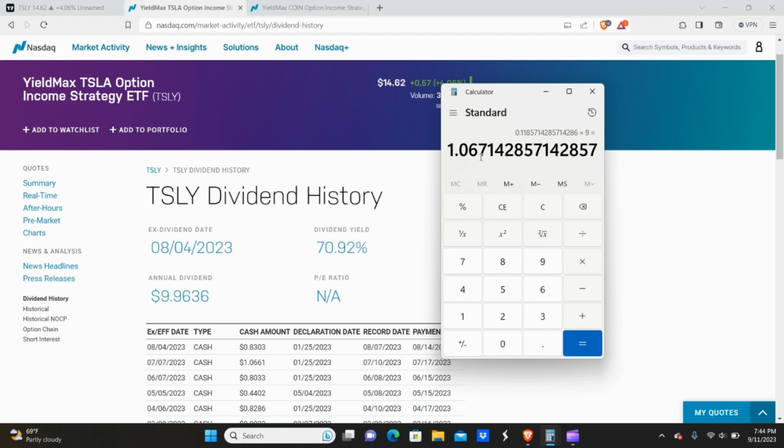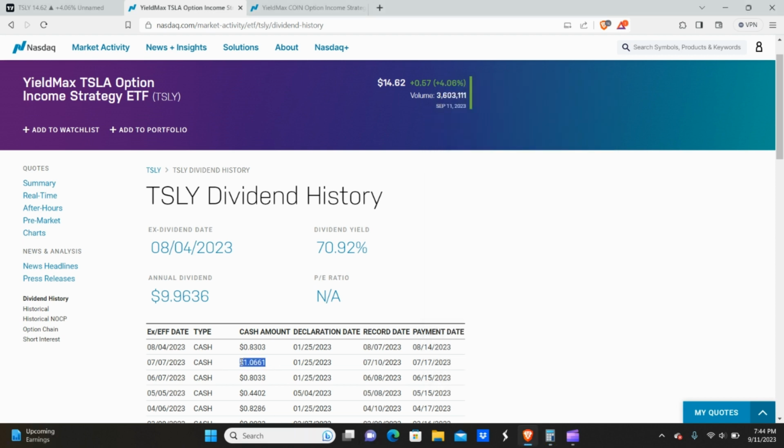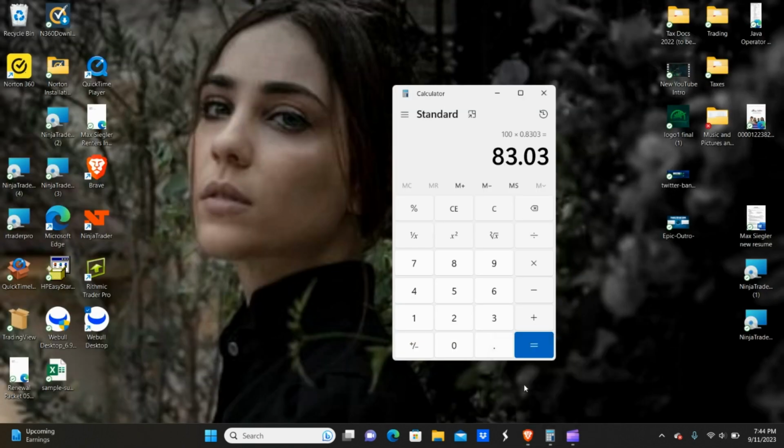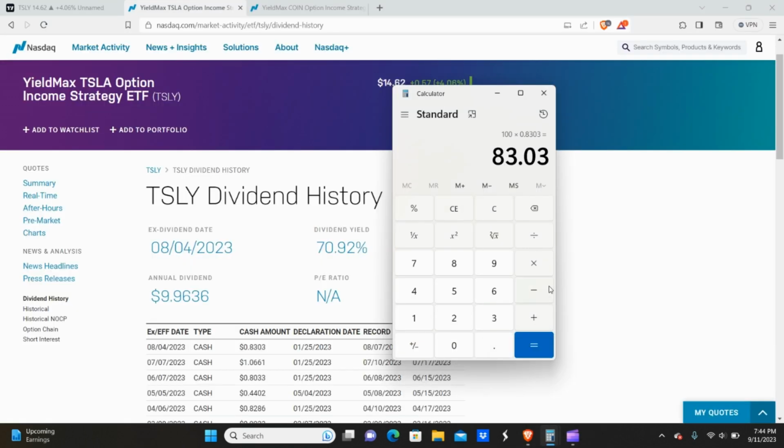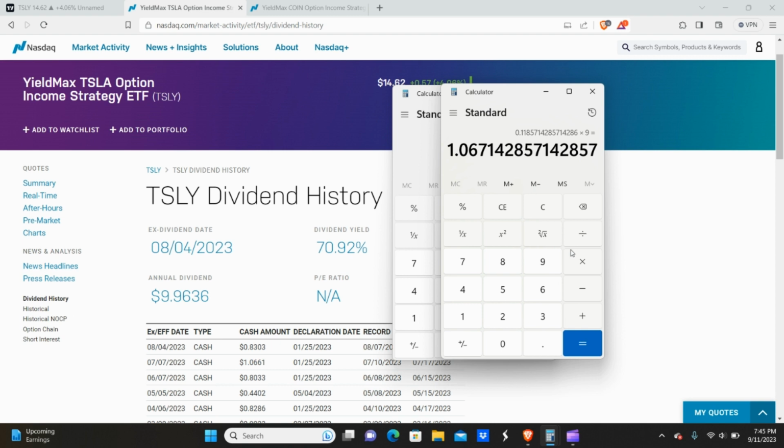So you get about $1.06 per dividend, which we did actually see on TSLY right back here. As you can see, it's pretty much in line with that. So you get 100 shares of TSLY, you get about $83 a month. You get 100 shares of CONY at 90%, you get $106. If we were to take that 10% increments and times it by 11, which would be on the high end, 110%, you get about $1.32 a month.